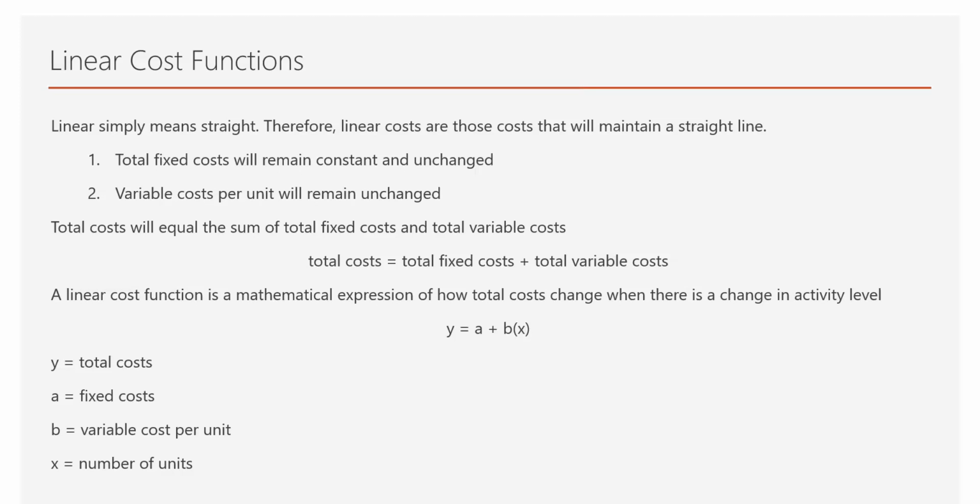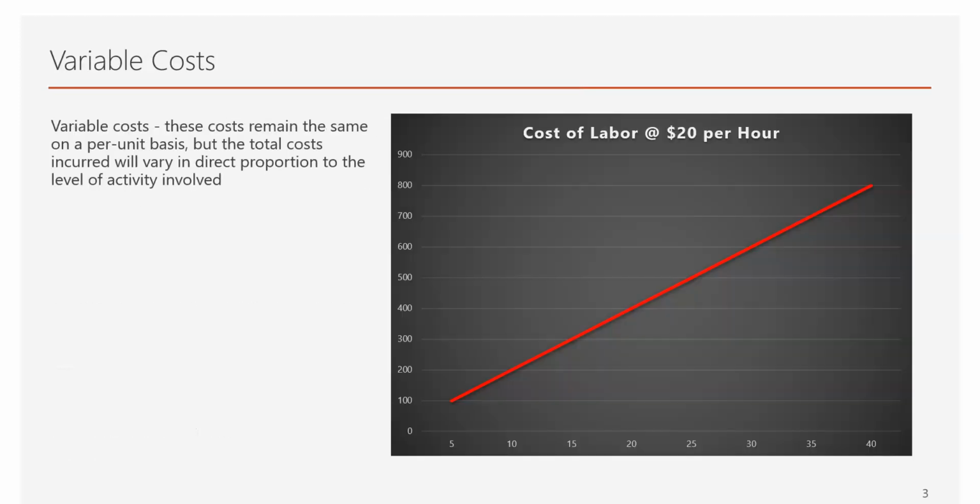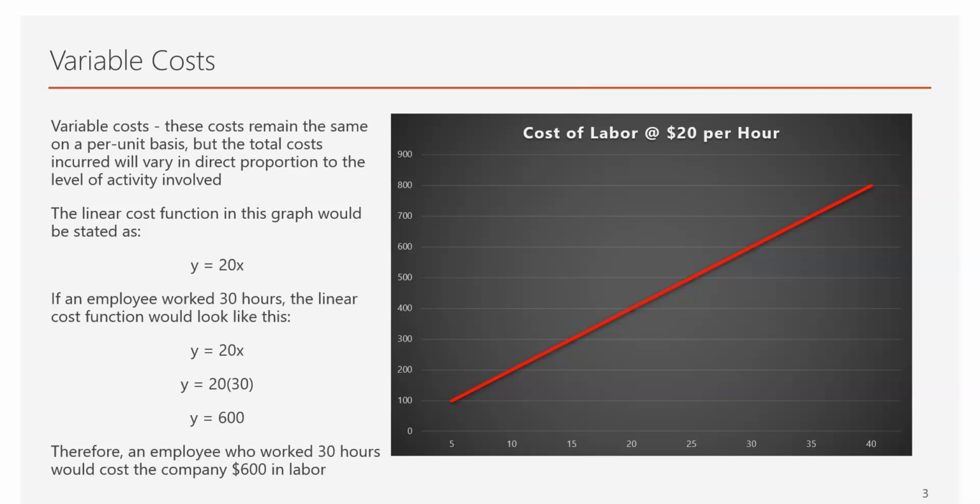So let's take a look and review the types of costs, variable and fixed costs. Remember, we talked about variable costs before. These costs remain the same on a per unit basis, but the total costs incurred will vary in direct proportion to the level of activity involved. So I can state this linear cost function in this graph would be Y equals 20X. If this is a pure variable cost, then my Y, my total cost, is going to be 20 times X, and let's assume that the cost of labor is $20 per hour.